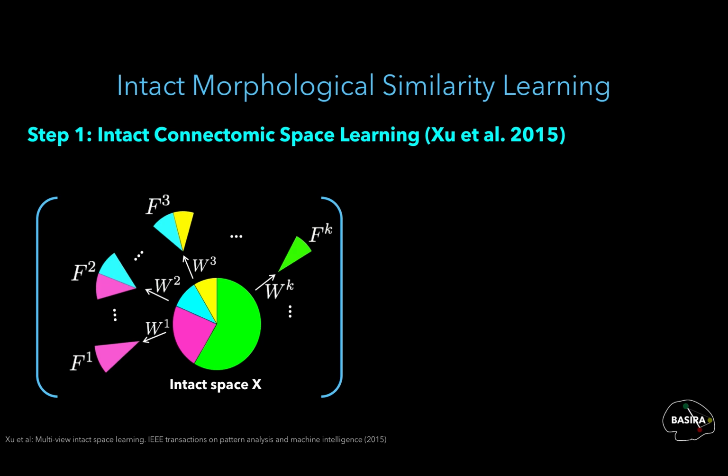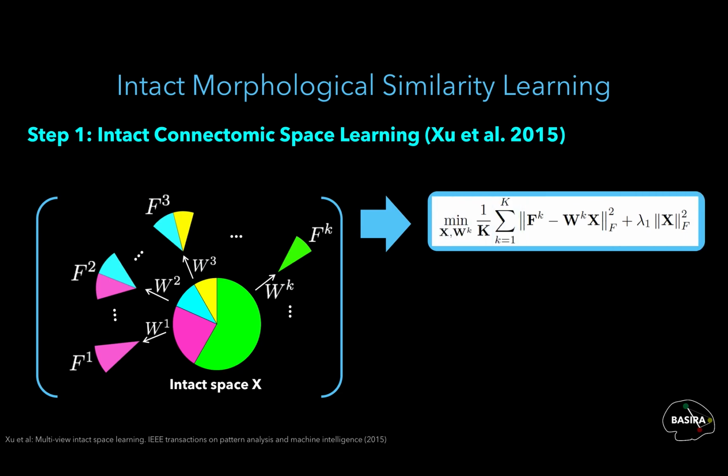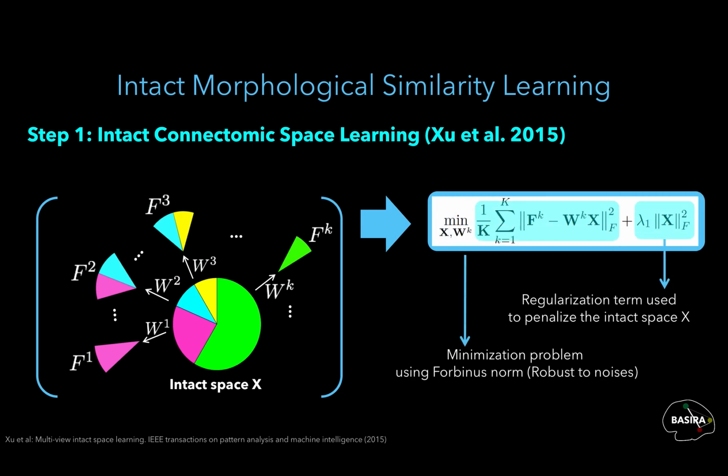Our problem is formalized as an optimization problem where we define an energy function to be minimized. The first energy term is used to recover the shared space by minimizing the sum of squared distance between the original network's views and the mapped network's views onto the intact space X, using the learned mapping function W. And the second term is used for energy regularization to penalize the intact space. Lambda 1 here is a trade-off parameter.